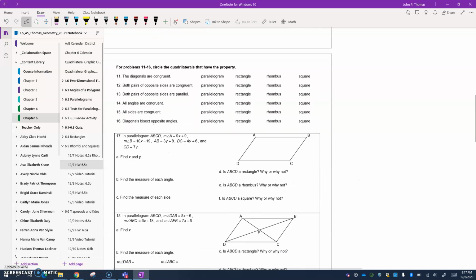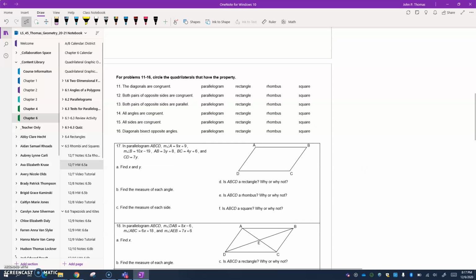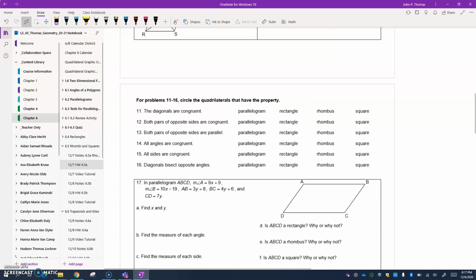Then the second group is really going to focus in on what properties or what shapes have a given property. So the diagonals are congruent. What shapes is that true for? This is still going to be odds.